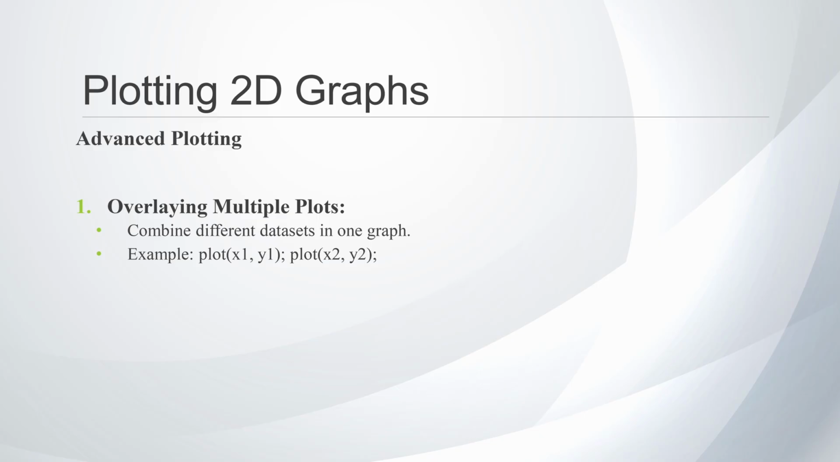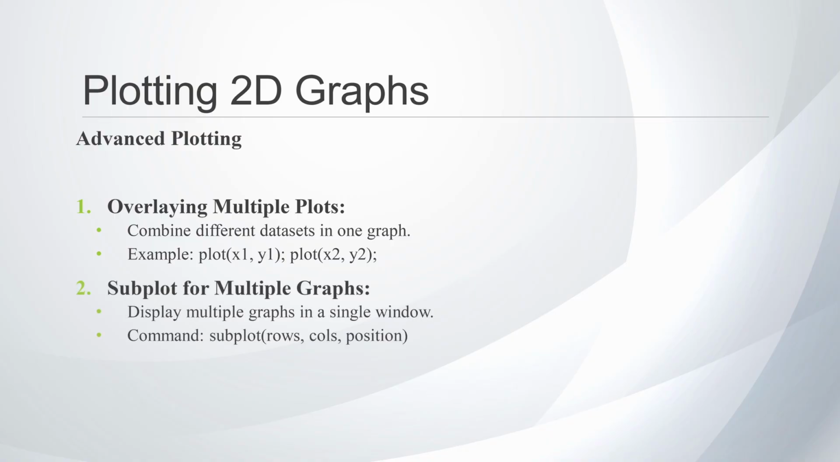Scilab also supports advanced plotting features. You can overlay multiple plots in a single graph by plotting multiple datasets together using separate plot commands. Additionally, the subplot command allows you to display multiple graphs in a single window. You can divide the window into rows and columns and specify the position for each graph. These advanced features help in presenting complex data efficiently.